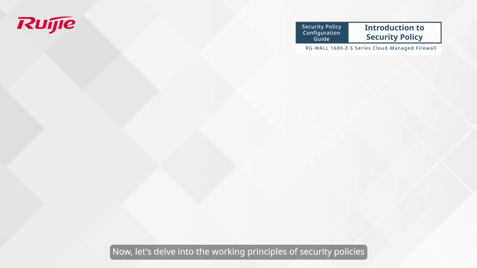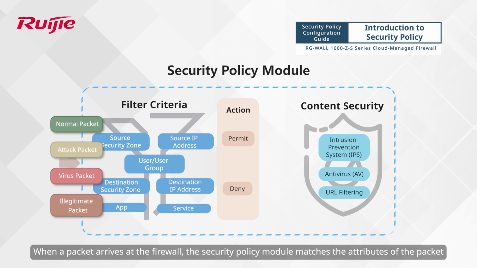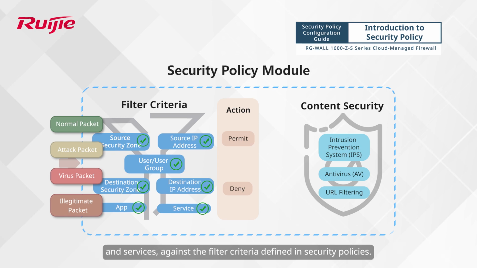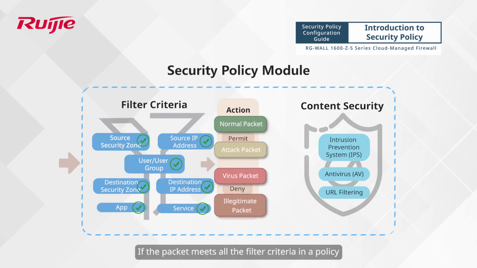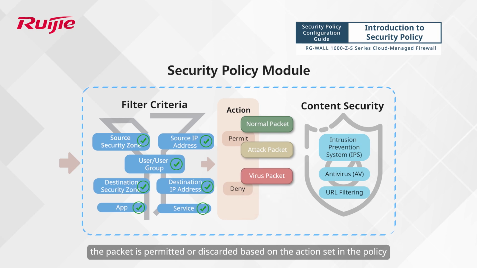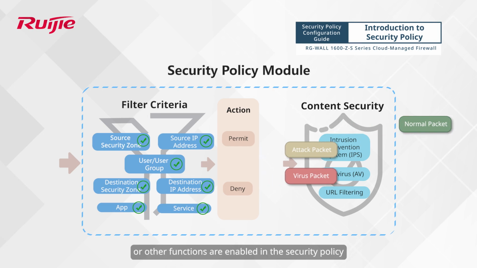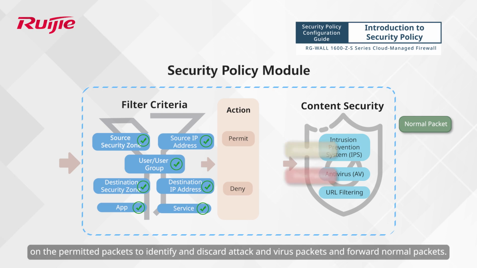Now, let's delve into the working principles of security policies. When a packet arrives at the firewall, the security policy module matches the attributes of the packet, such as the source and destination security zones, source and destination IP addresses, applications, and services, against the filter criteria defined in security policies. If the packet meets all the filter criteria in a policy, the packet is permitted or discarded based on the action set in the policy. If intrusion prevention, virus protection, or other functions are enabled in the security policy, corresponding detection is further performed on the permitted packets to identify and discard attack and virus packets and forward normal packets.